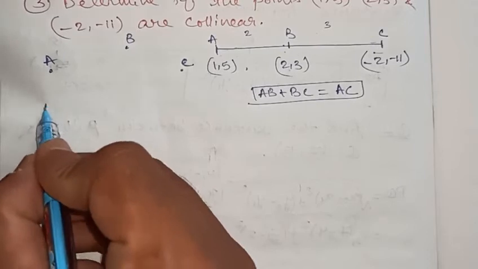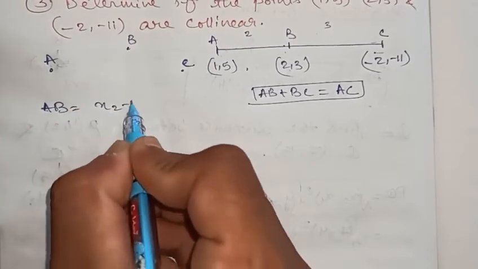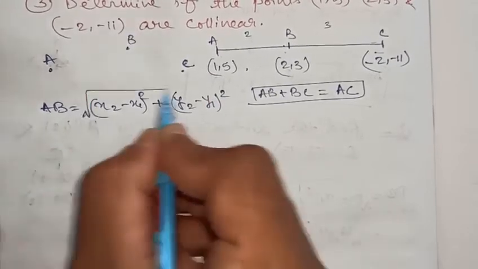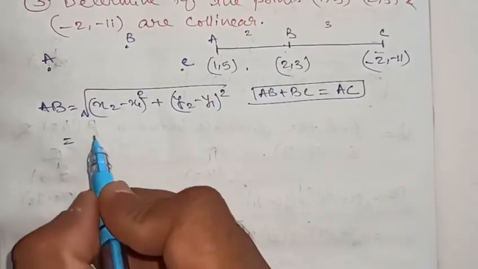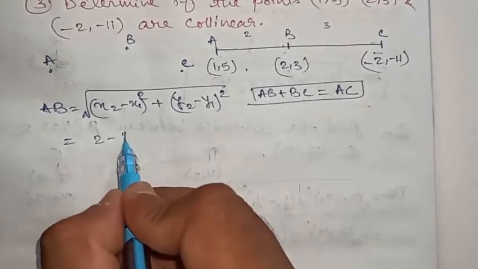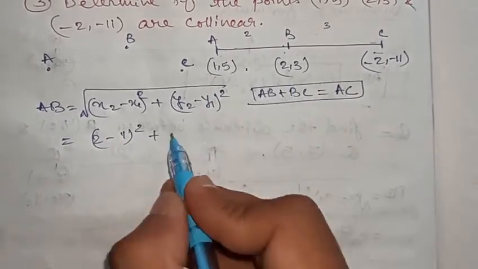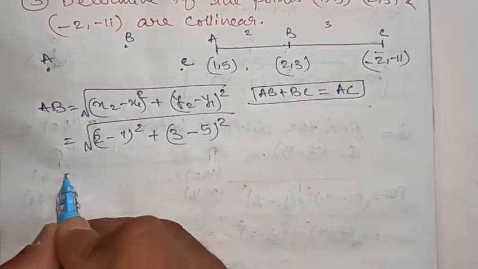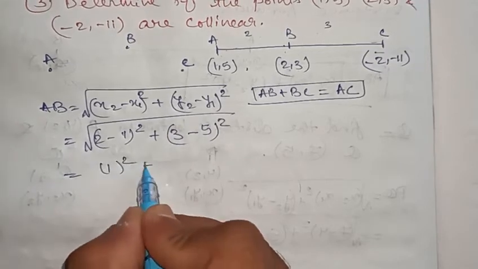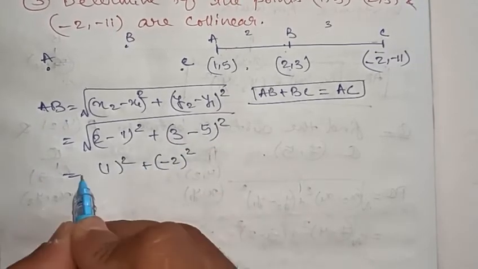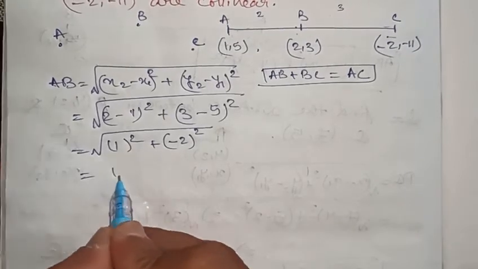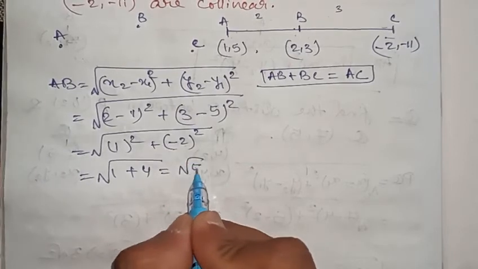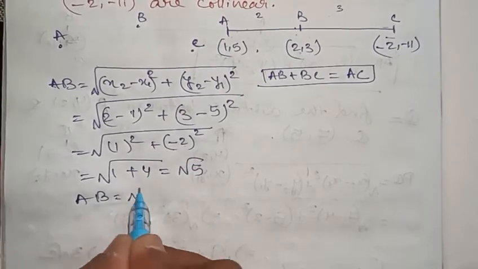First of all I will find out the distance between AB. Square root of x2 minus x1 whole square plus y2 minus y1 whole square. X2 is 2 minus 1 whole square, y2 is 3 minus 5 whole square, under the square root. 2 minus 1 is 1 square, 3 minus 5 is -2 square. 1 square is 1, plus, minus minus plus, 2 2s are 4, 1 plus 4 is 5, so square root of 5. So AB I got root 5.